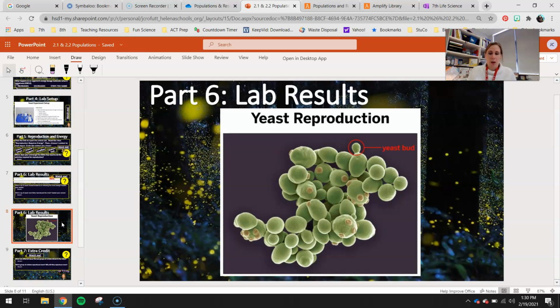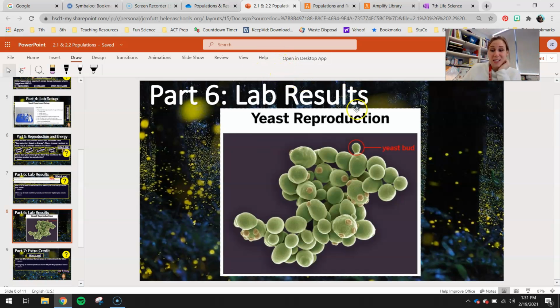And finally, let's talk about yeast a little bit. Yeast reproduce a little bit differently than, say, humans or most animals that you know. Yeast are asexual reproducers, meaning that they don't need a mate. Okay, they can just do it on their own. They don't need a mom and a dad. They're just like, I'm a mom or a dad or whatever. I can do it by myself.